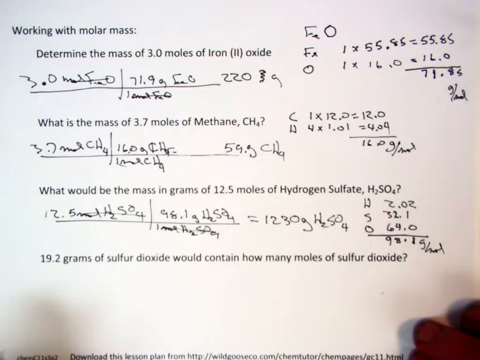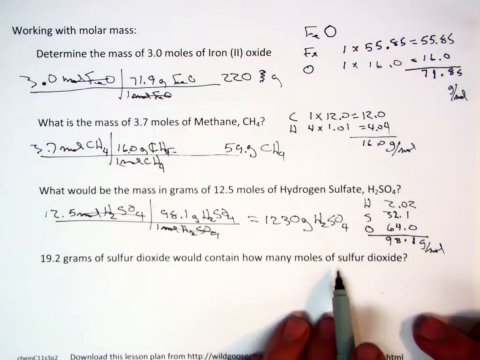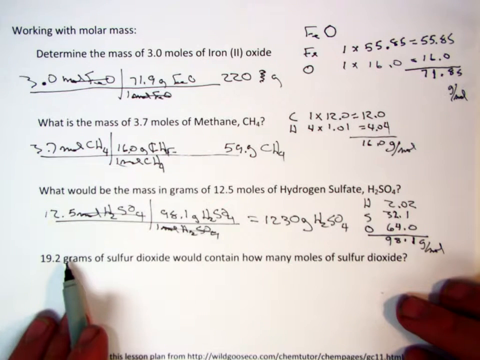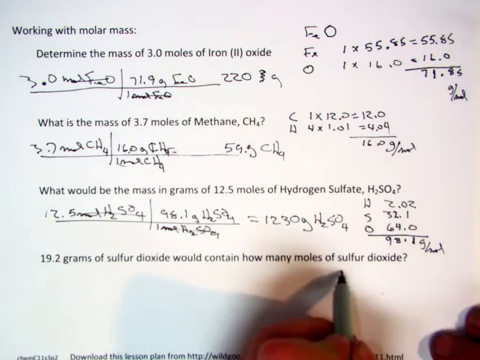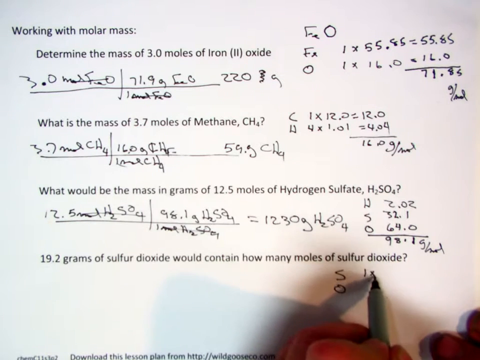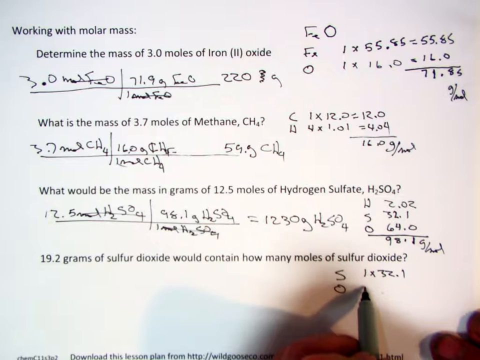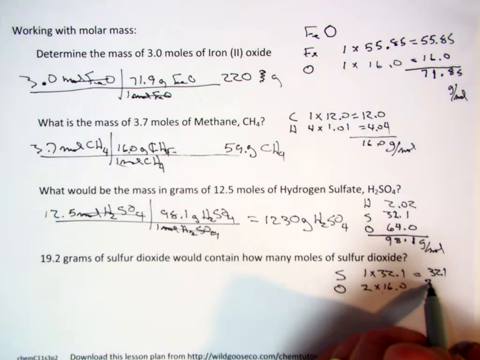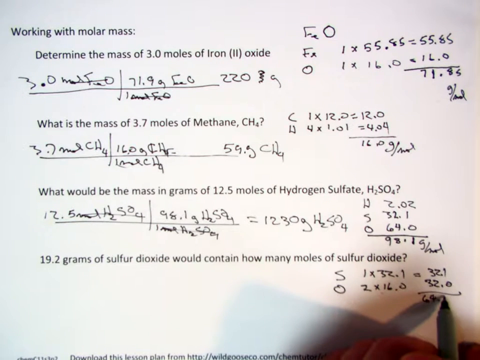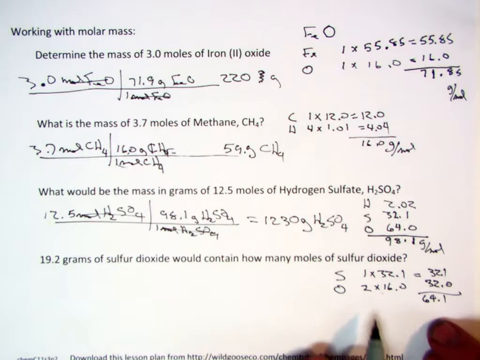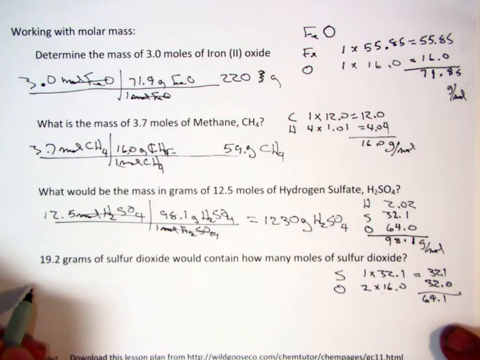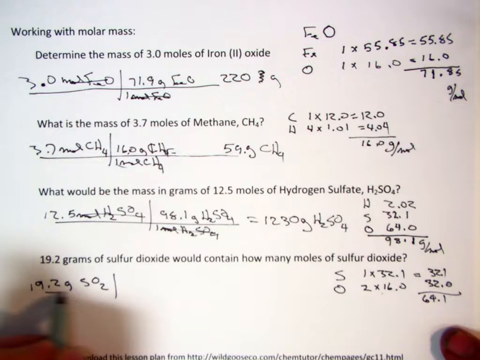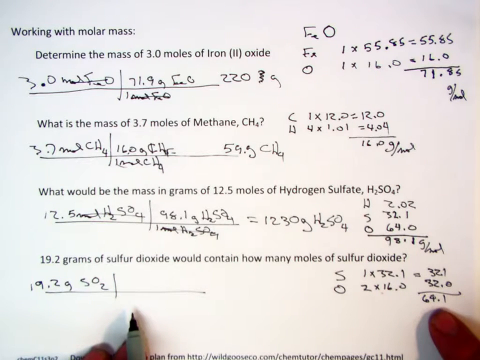Now, 19.2 grams of sulfur dioxide would contain how many moles? Now we're in grams. We're going to flip the tables on that and go just exactly backwards. We've got to have sulfur dioxide, S and O. You've got 1 times 32.1. Oxygen is 2 times 16.0. So you end up with 64.1 as the molar mass for sulfur dioxide. So we start with our 19.2 grams of SO2. Now we're going to put the grams in the denominator, and our equivalence is 64 grams per mole.